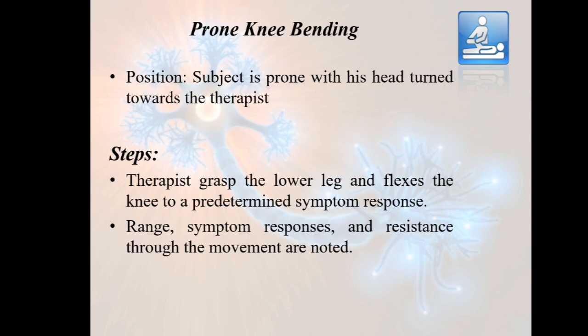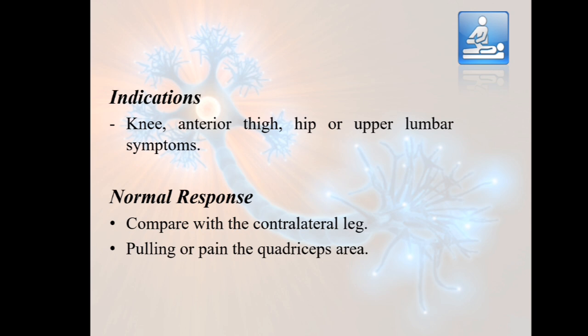Prone knee bending: the patient is in prone position. The therapist grasps the lower leg and flexes the knee. Range, symptom response and resistance throughout the movement are noted. Usually if there are knee, anterior thigh, hip or upper lumbar symptoms, we can compare with the contralateral leg, with pulling or pain in the quadriceps area.